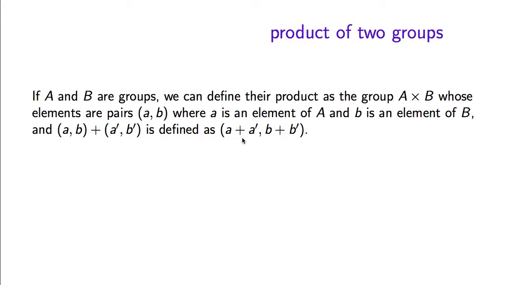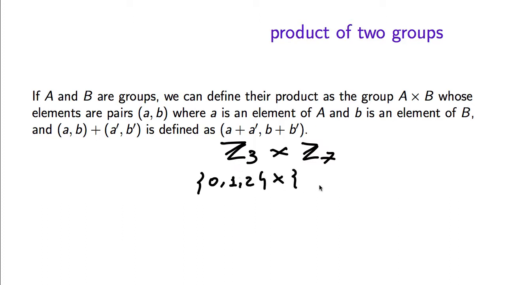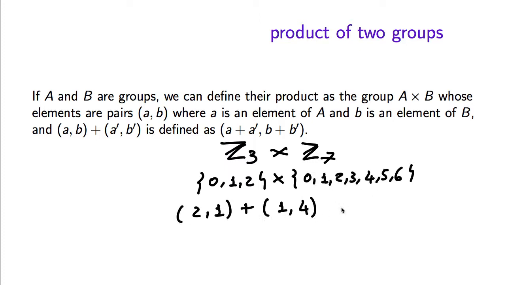So for example, if you want to construct the group Z3 times Z7, this will be the group whose elements are pairs where the first element is a number mod 3 and the second element is a number mod 7. And the way you do operations is to do them component-wise. So you'll compute 2 plus 1 mod 3, which will be 0, and 1 plus 4 mod 7, which will be 5.